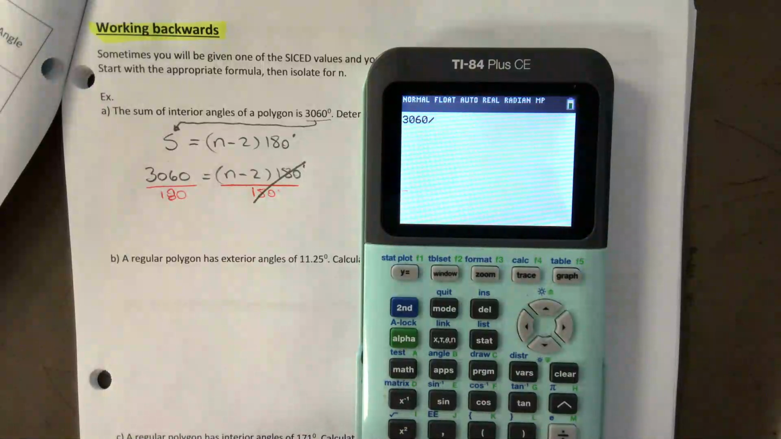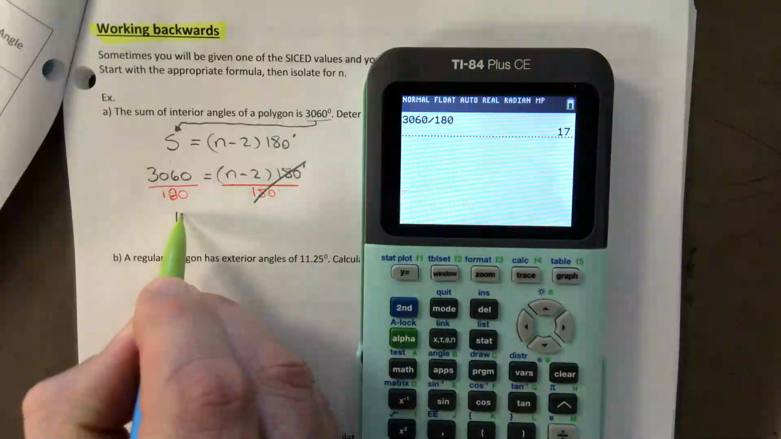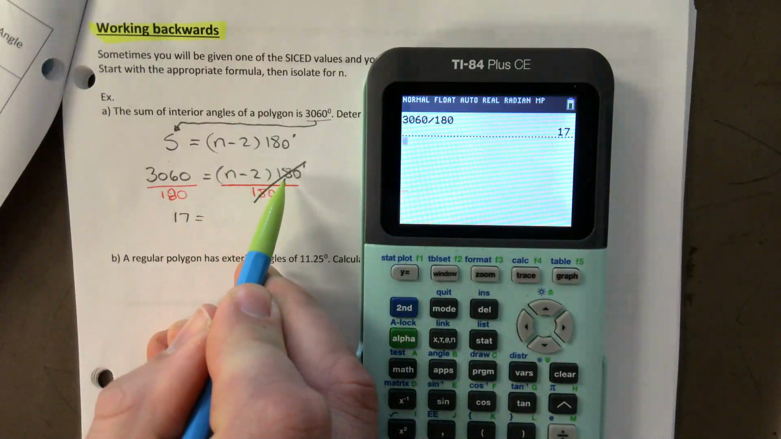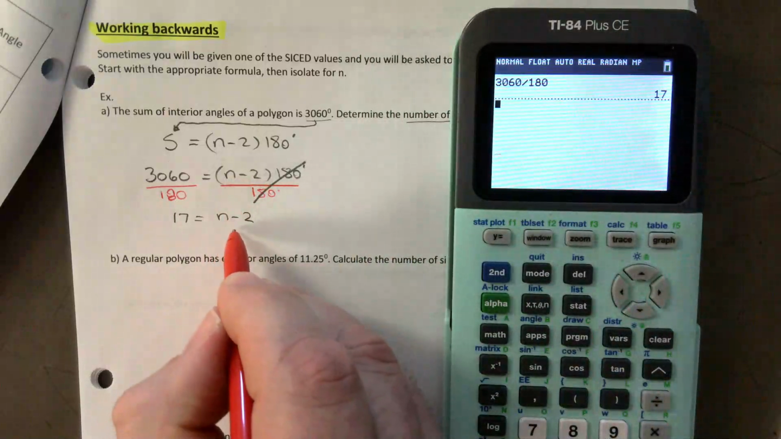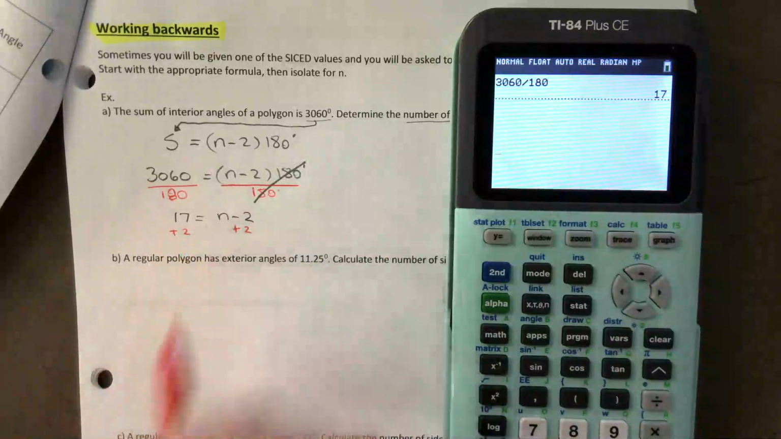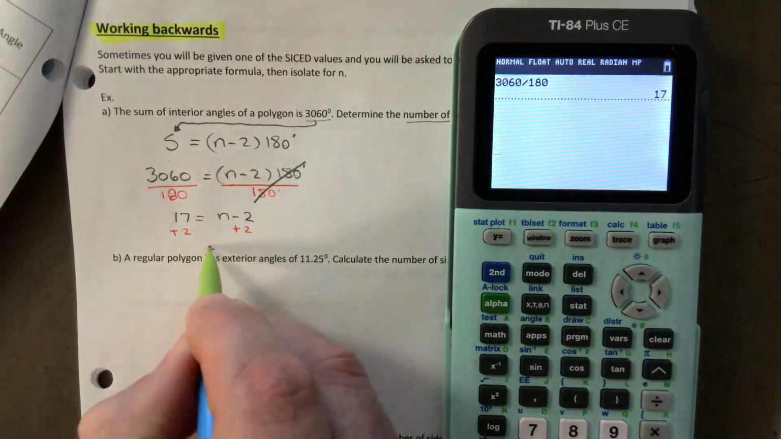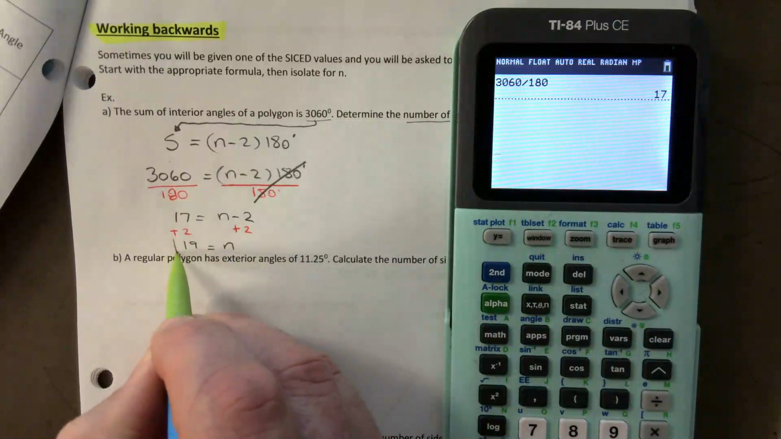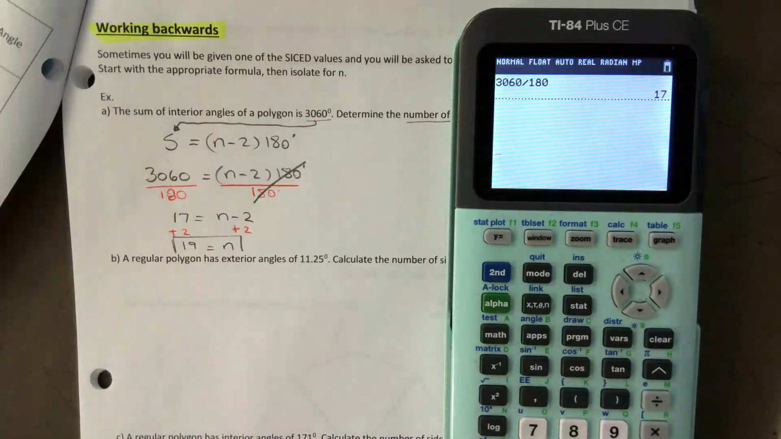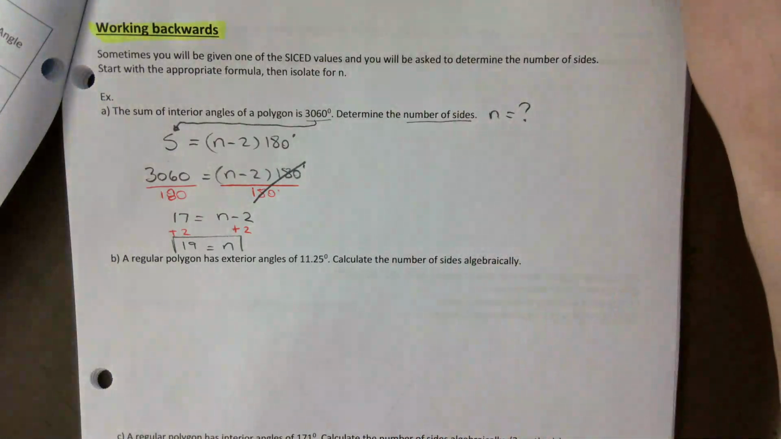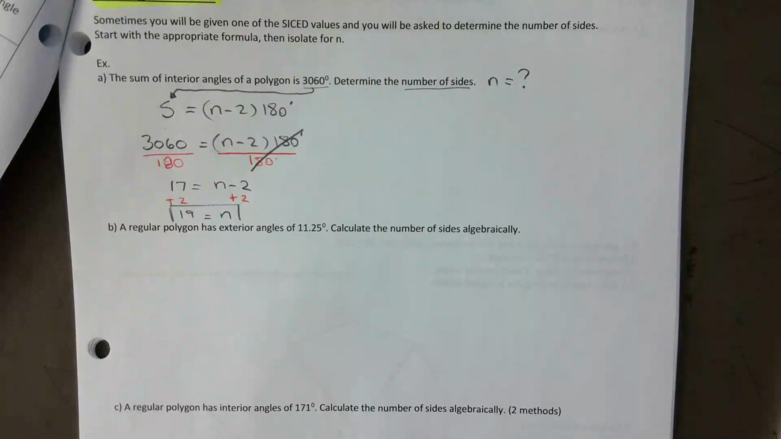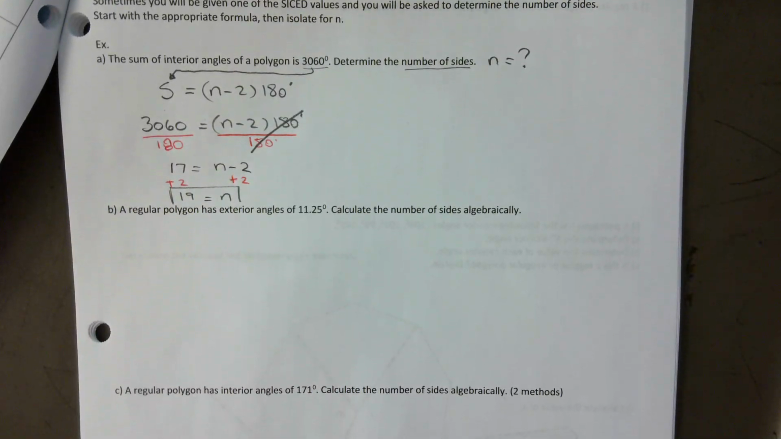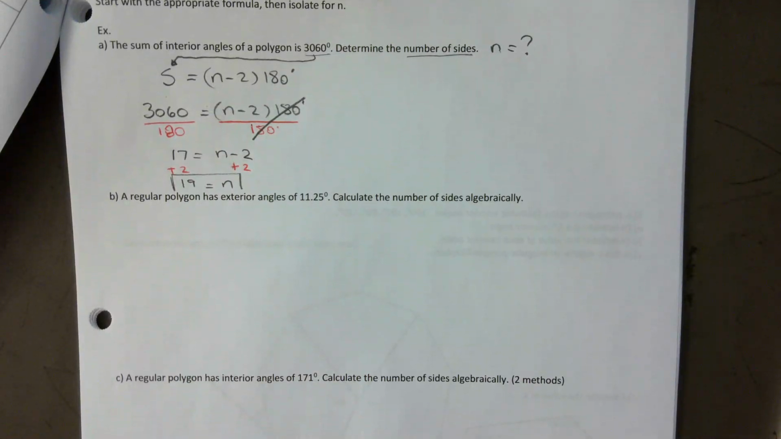So 3060 divided by 180, that's 17. And now that you've gotten rid of the 180, you don't need the brackets anymore. You don't need the brackets around n minus 2. So now we're going to go plus 2, right? And n is equal to 19. There you go. So this one is probably not as difficult as some other ones. The uglier the formula, the harder it's going to be for you to find it. Okay? But it's all within reason.